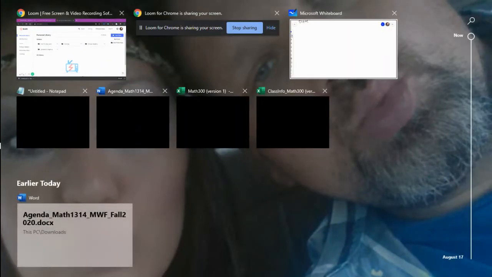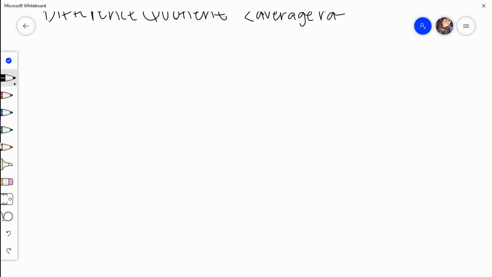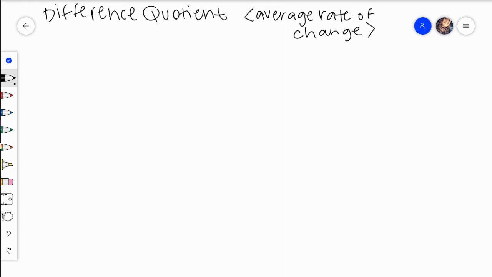Hey y'all, we are going to work on a difference function. Difference, it's actually a difference quotient. This is also known as the average rate of change. And it has some close ties to calculus.